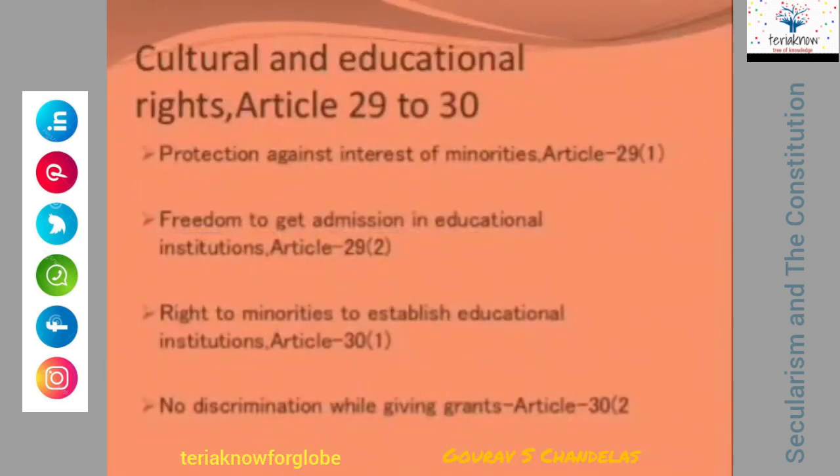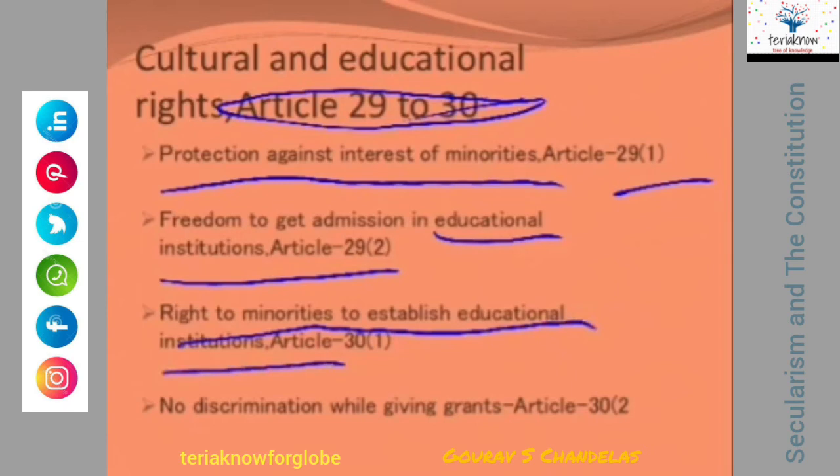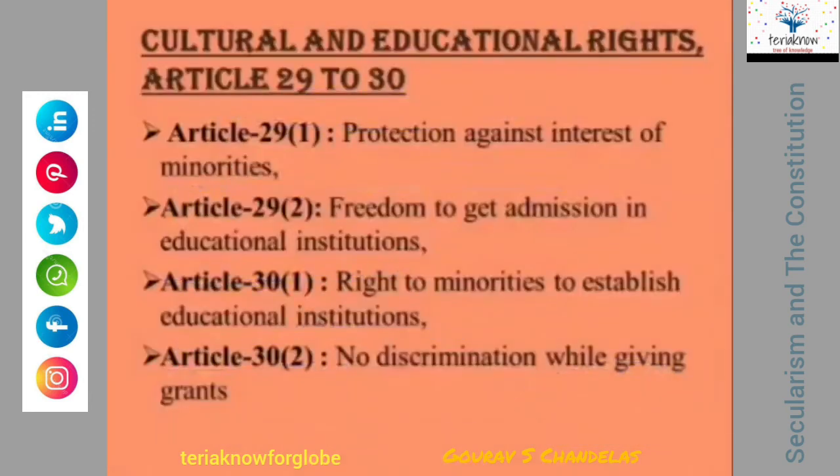So it comes here. As we know, cultural and educational rights lie under Articles 29 to 30. Article 29(1) says protection of interests of minorities. Freedom to get admission in educational institutions is Article 29(2), and the right of minorities to establish educational institutions is under Article 30. So these are also very important articles through which we can understand the rights based on our culture and our education. No discrimination while giving grants is under Article 30(2). So cultural and educational rights are very important, and they have been introduced for these main reasons.